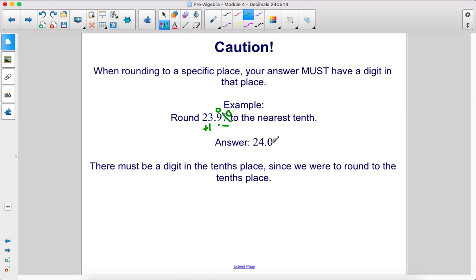So therefore, the answer is 24.0. Now, usually we would leave off these zeros at the end. However, because we rounded to the 10th place, we need to have a number there.